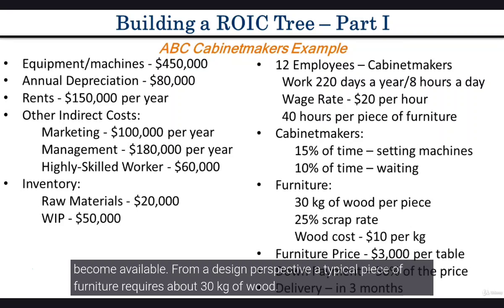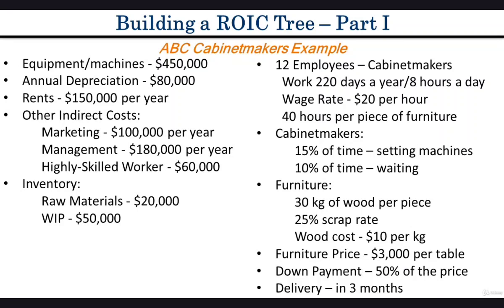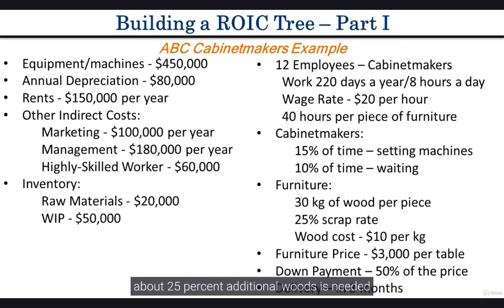From a design perspective, a typical piece of furniture requires about 30 kilograms of wood. In addition to this wood, about 25% additional wood is needed to account for scrap losses, primarily in the cutting steps of a job. Wood costs about $10 per kilogram.